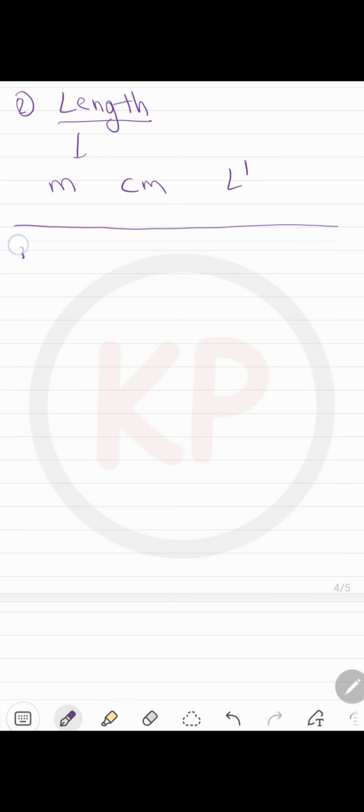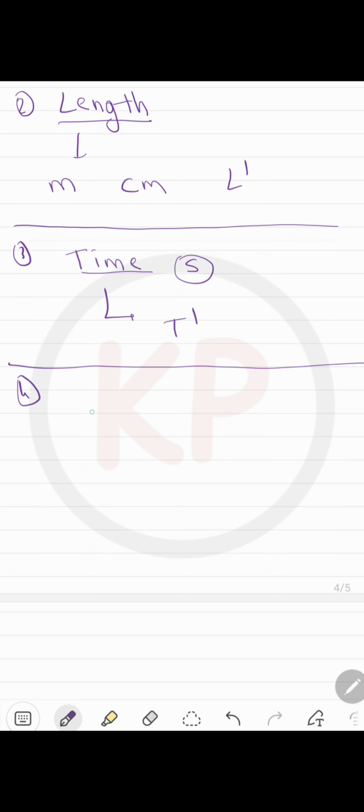Next, third one, time. In both MKS and CGS, its unit is second. Its unit is second and its dimensional formula is T1. Next, electric current. Electric current, its unit is ampere.